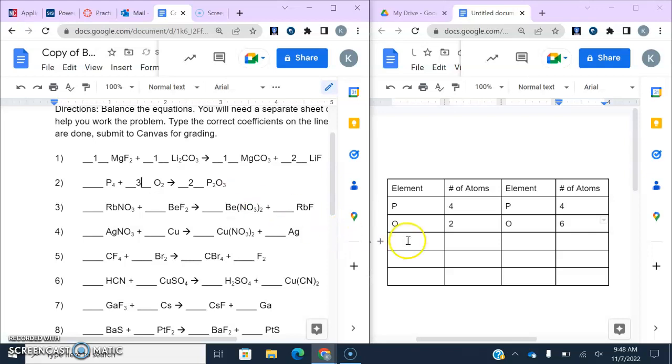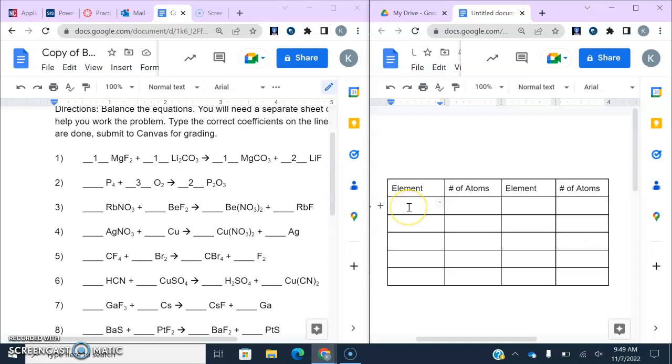Okay, so we can put a 3 coefficient there because remember, we can put coefficients, we just can't change subscripts. Remember, the coefficients go in front and the subscripts go behind. Change coefficients but not subscripts. So now, because we put that 3 coefficient there, we have 6 oxygen. So 4 and 4, 6 and 6, this is balanced, okay? And again, I'm going to leave this one blank because we didn't have to put a coefficient with that first phosphorus.